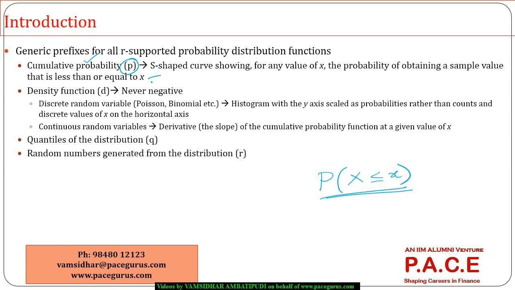Generally, you will find it as an S-shaped curve. For any value of X, it talks about the probability of obtaining a sample value that is less than or equal to X. I'll try to find out, for each value of X, what is the probability that I'll get a sample value less than or equal to X.